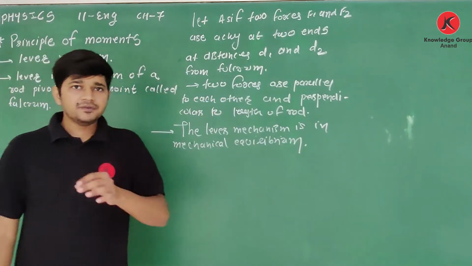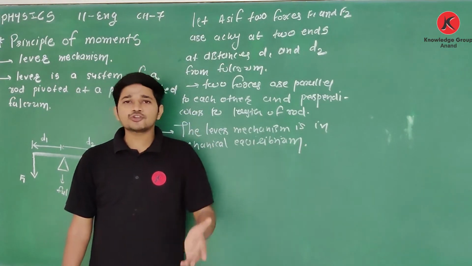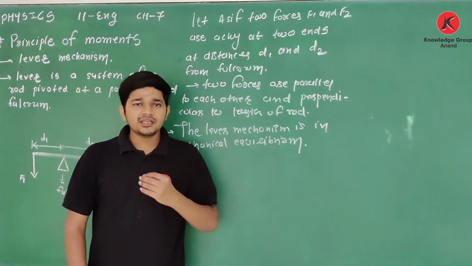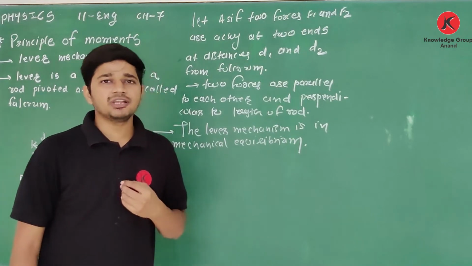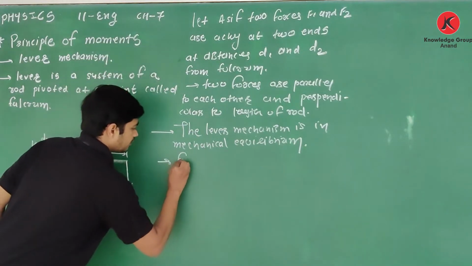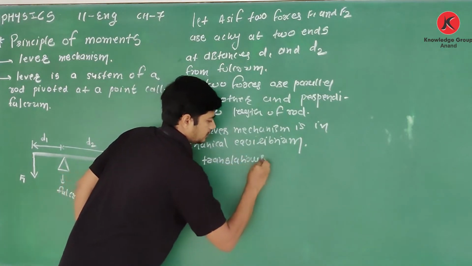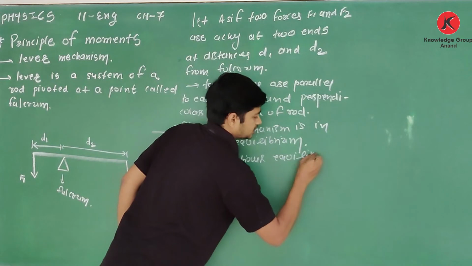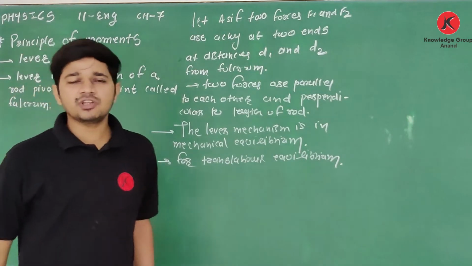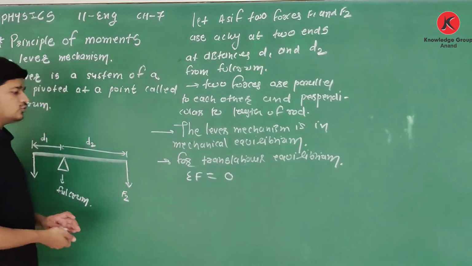That we have discussed. If a system is said to be in mechanical equilibrium, it means it is in translational equilibrium and also in rotational equilibrium. First of all, I will write for translational equilibrium. What is the condition for translational equilibrium? Sigma F is equal to 0, the total force.